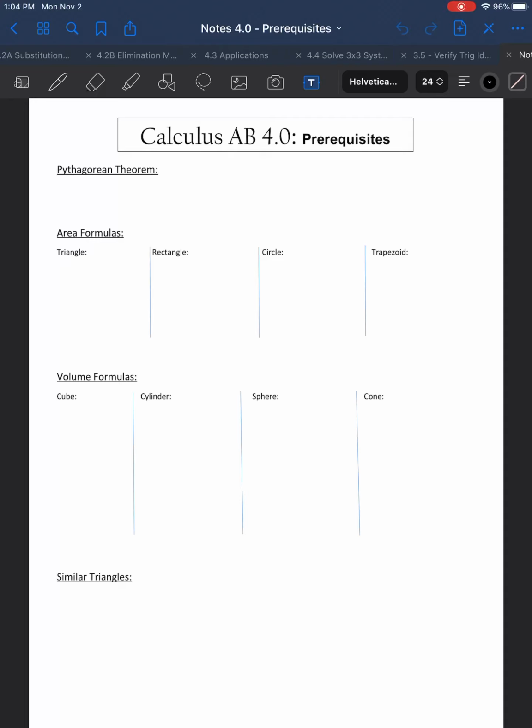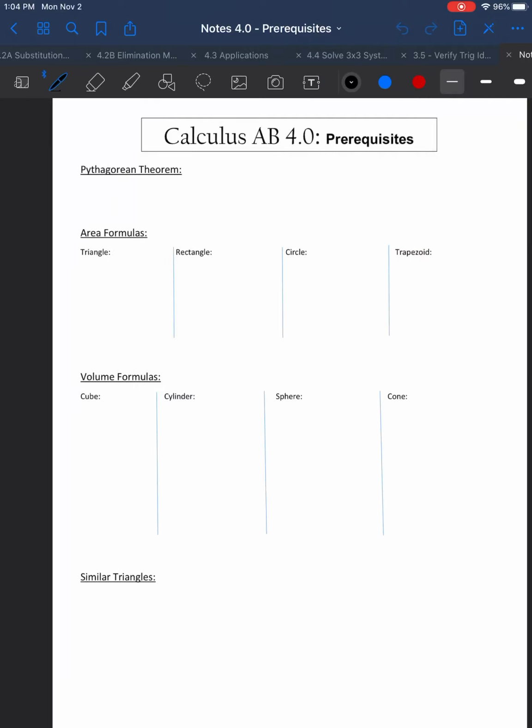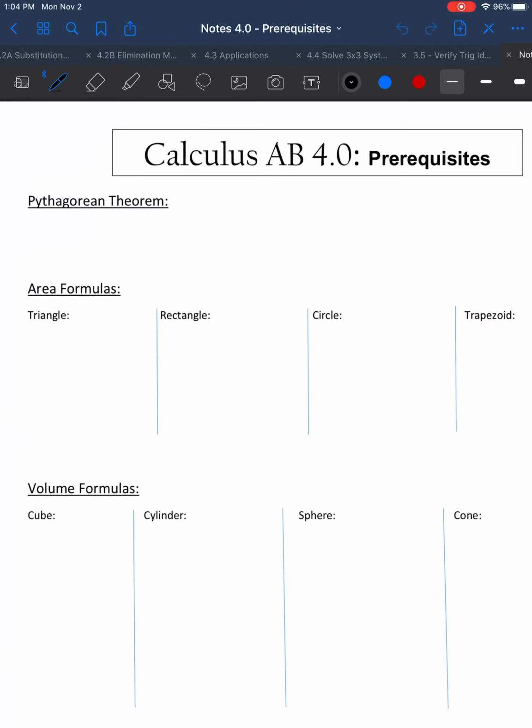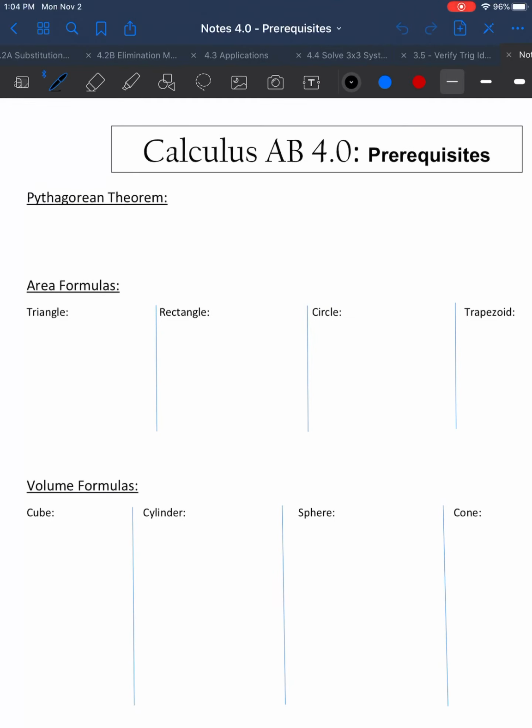Hey guys, starting today, Unit 4, we are going to go over some prerequisite information. Most of this you should know, but maybe on the volume formulas, some things that aren't as fresh in your memory anymore. Pythagorean theorem, remember, you're going to use this to solve for a missing side of a right triangle.